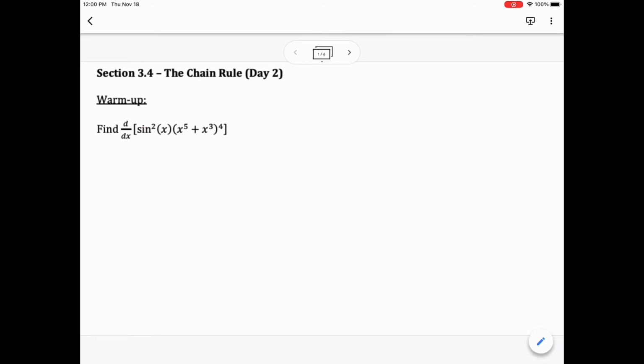Today's lesson is over section 3.4 again, day 2 of the chain rule. Here I have a warm-up problem, so if you could pause the video and give it a shot, that'd be great. Now here, once you're back, I need to use the product rule to help me simplify this.